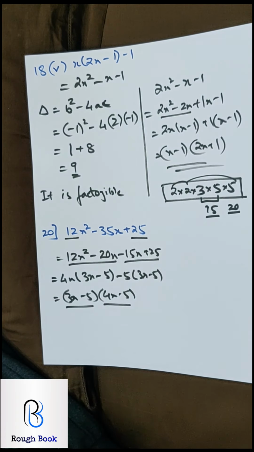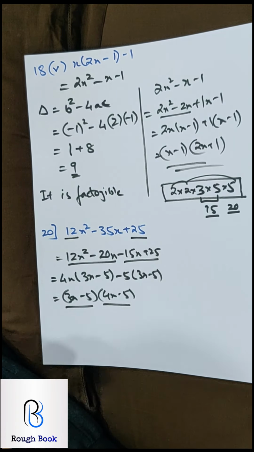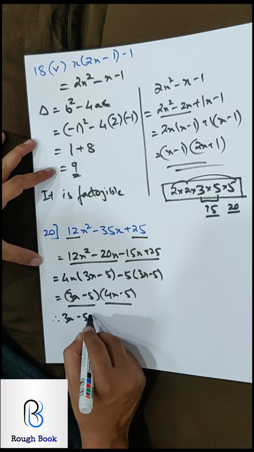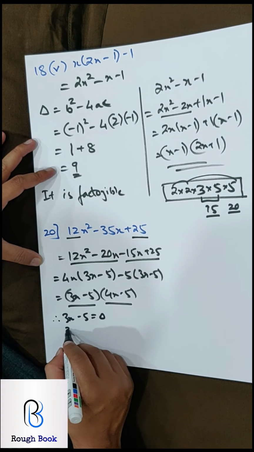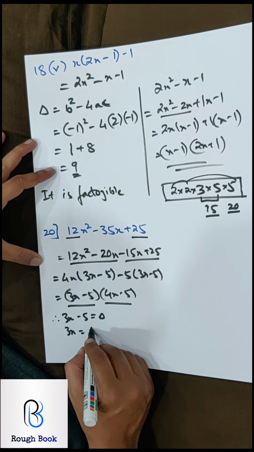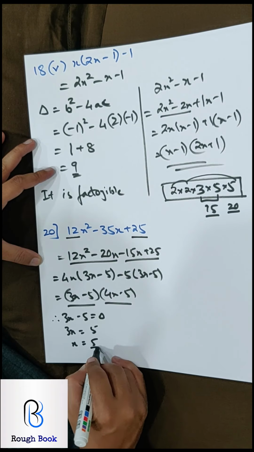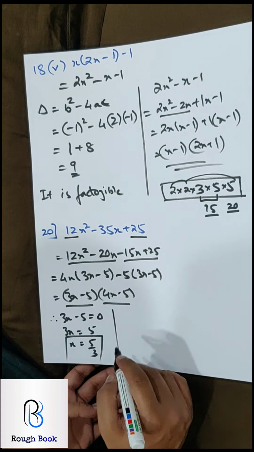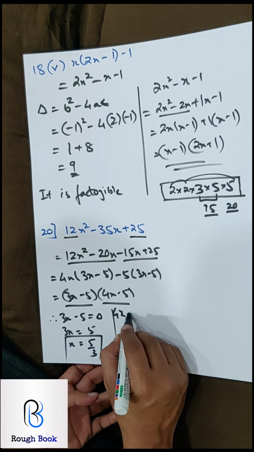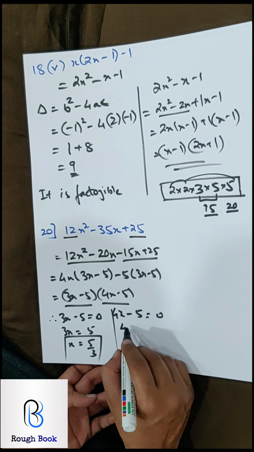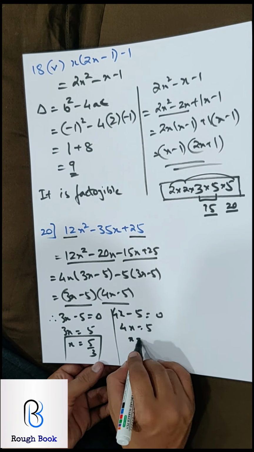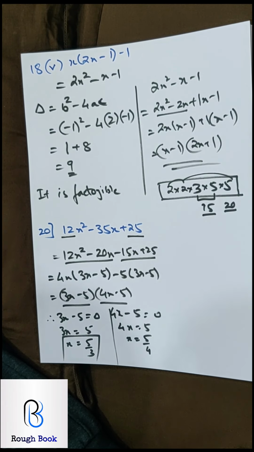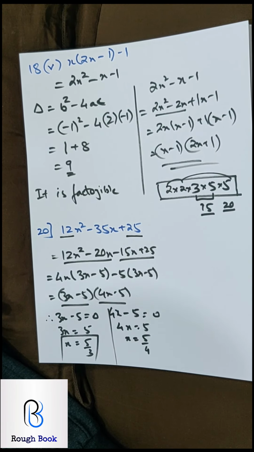Now what will you do? How to get the length and the breadth. So you say therefore let 3x minus 5 be 0. So 3x becomes 5 and therefore x becomes 5 by 3. And then take the other part also. So 4x minus 5 equals 0. So 4x is 5, x becomes 5 by 4. So this is your x, but how will I get my length and the breadth? Still a big question mark for me.